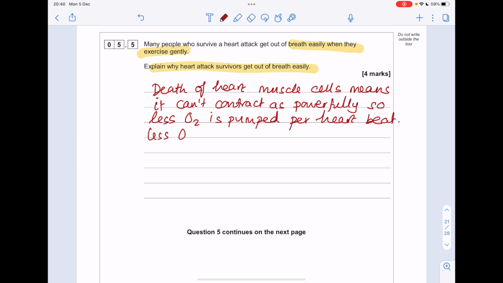Less oxygen reaches respiring cells, which are all important when you're exercising as they contract. So how does our body have to counterbalance that? Well, if the heart's not doing a good enough job, then you need to get more oxygen into the blood in the first place, so the breathing rate increases.